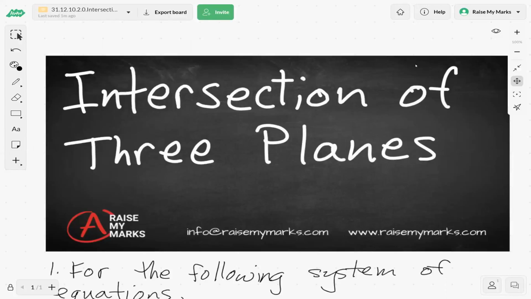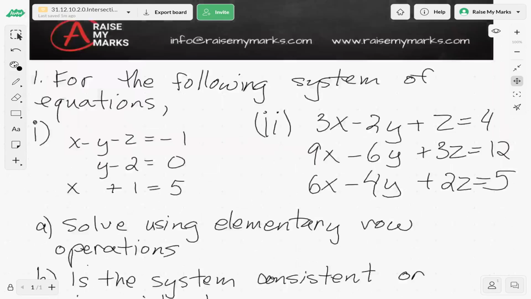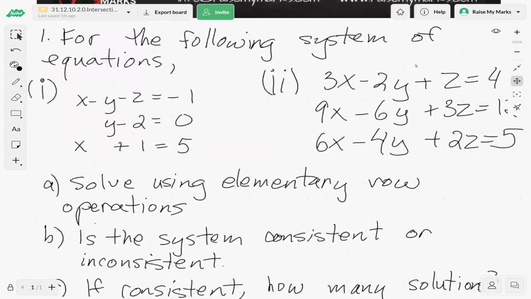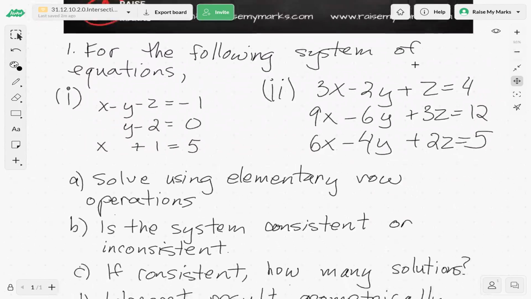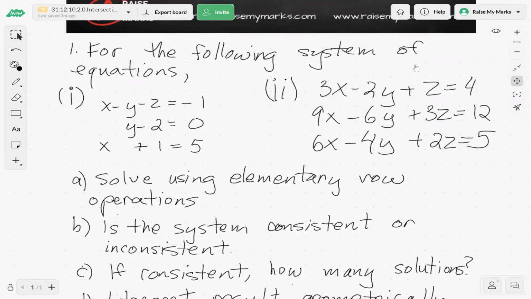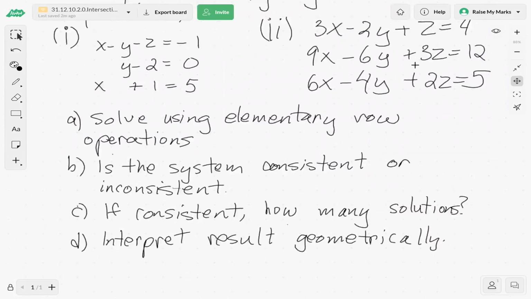Hello, today we're looking at the intersection of three planes. Okay, so let's have a look at what we're being asked. For the following system of equations, 1 and 2, solve using elementary row operations. Is the system consistent or inconsistent? If consistent, how many solutions, and interpret the result geometrically.